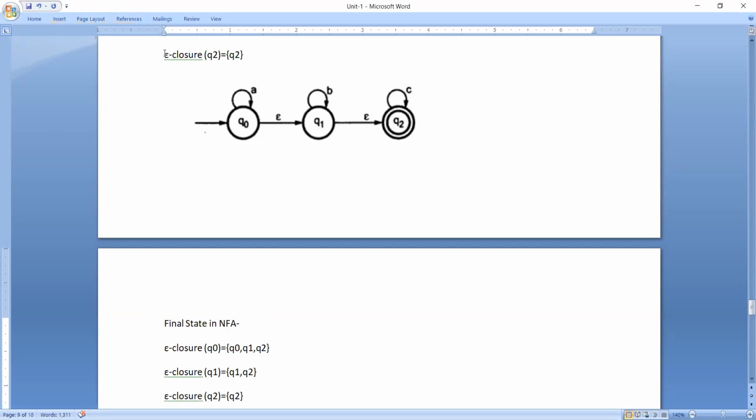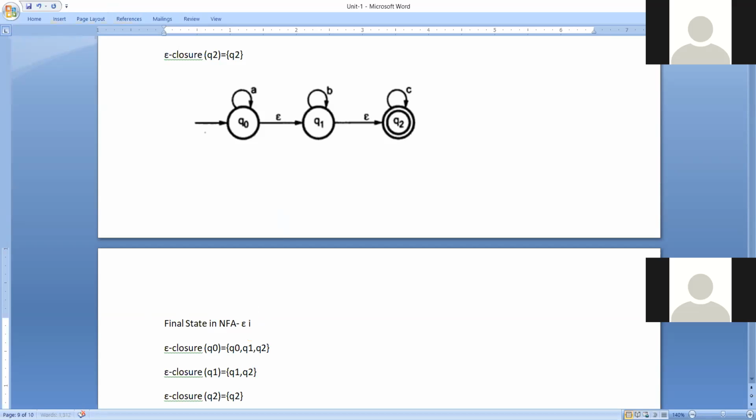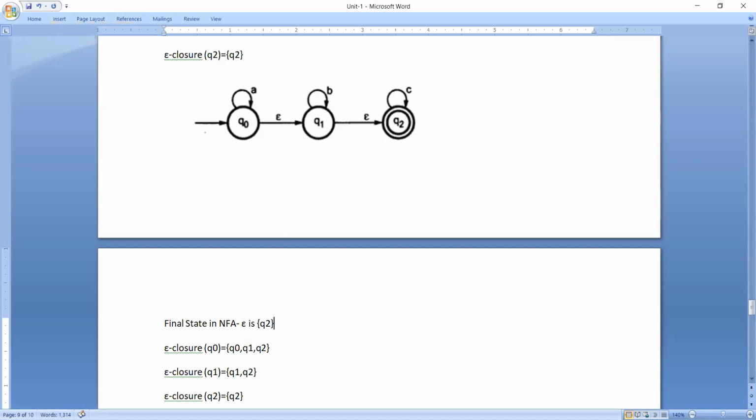Let me copy from here. NFA epsilon. What is the final state? Q2. Okay, now we know that. Now what we have to do? Now we know the final state in NFA epsilon. Now we need to find out what is the final state in NFA only.